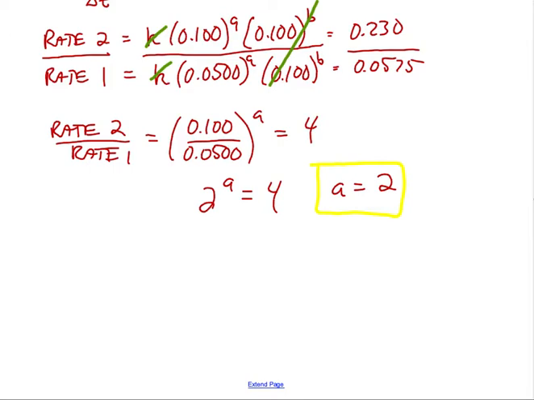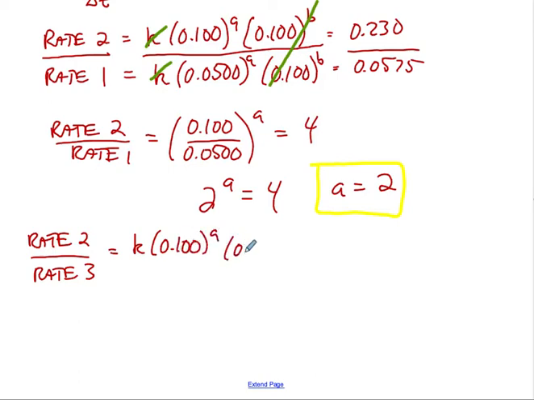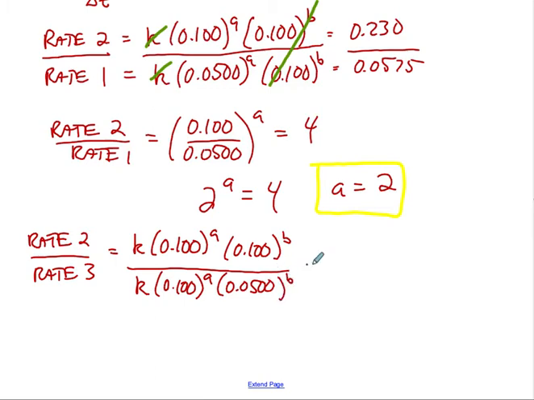So, rate 2 over rate 3 is equal to K times 0.100 to the A power times 0.100 to the B power divided by K times 0.100 to the A power times 0.0500 to the B power, which is equal to 0.230 over 0.115.